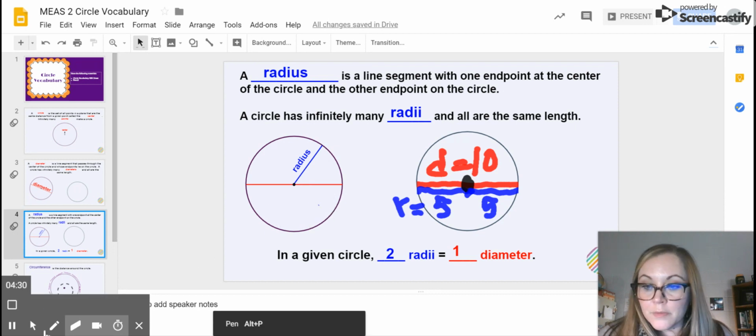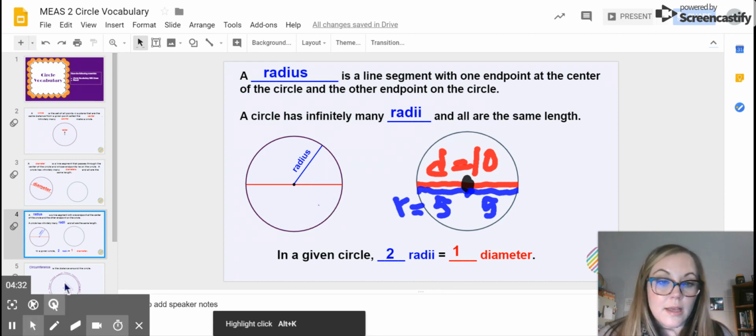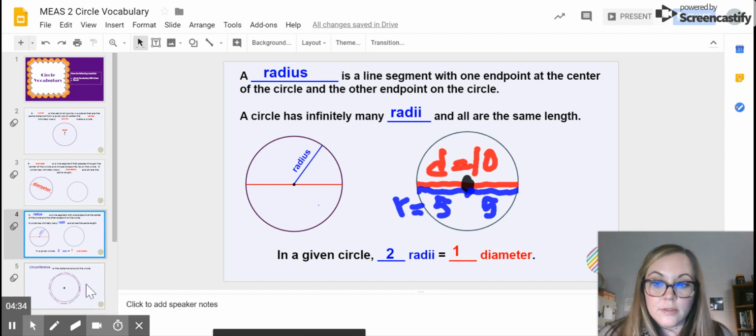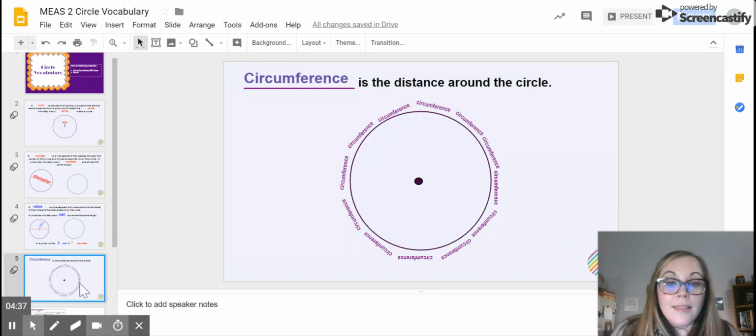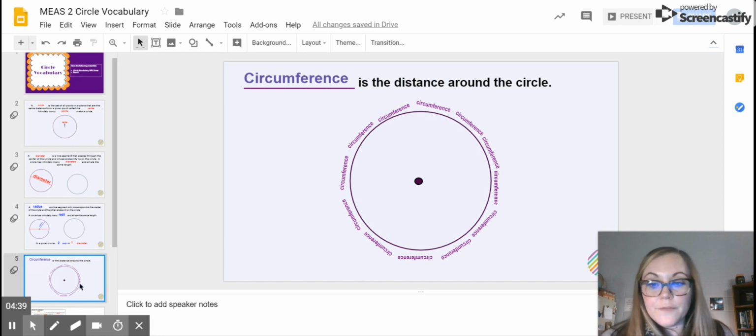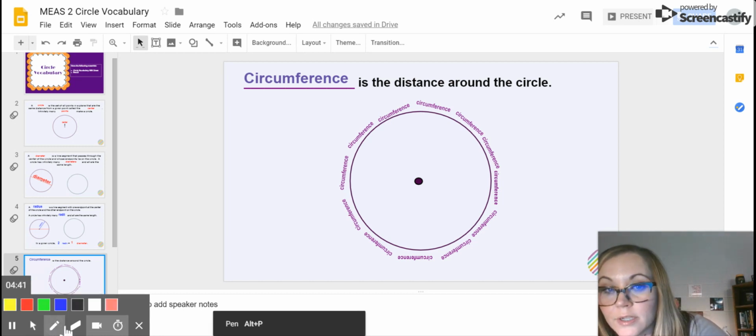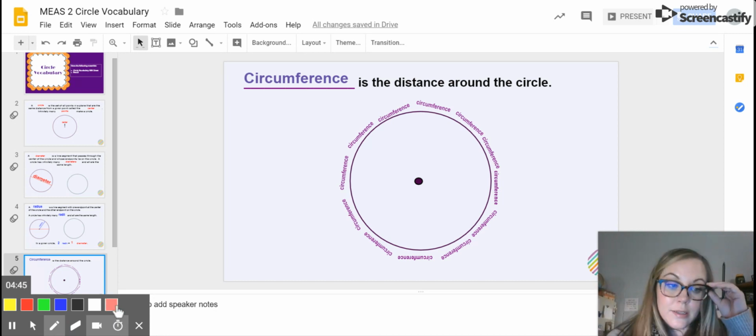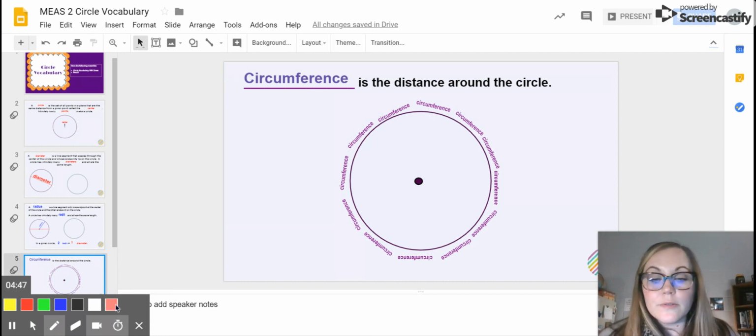Okay, I'm going to go ahead and go on to the next slide. Okay, and last but not least is circumference. When we talk about circumference, circumference is the distance around a circle. So in elementary school or maybe even 6th grade, you talked about perimeter. Okay, circumference is the word we use for the perimeter of a circle.